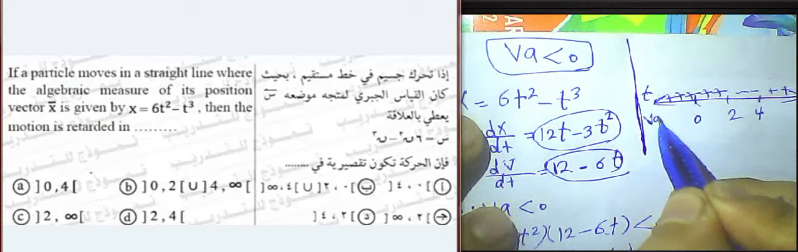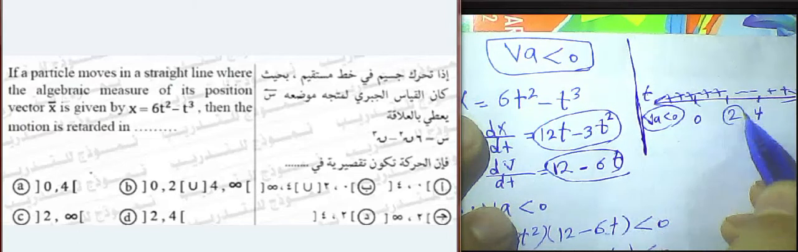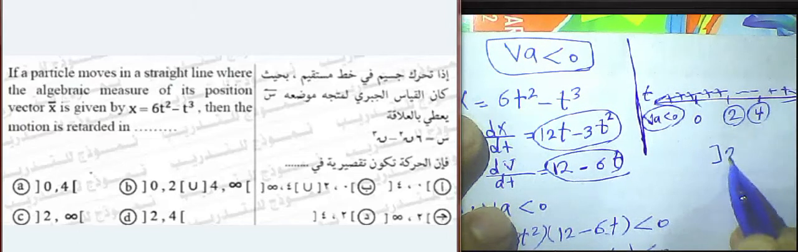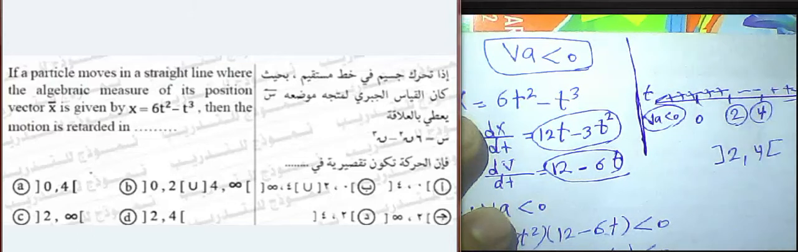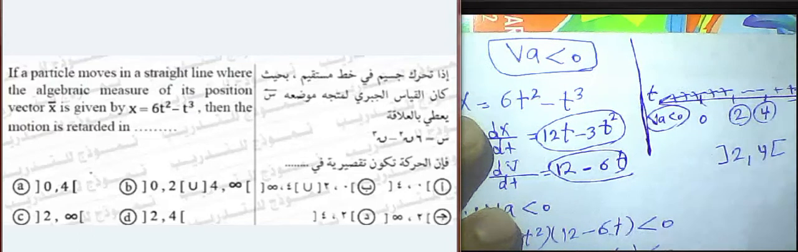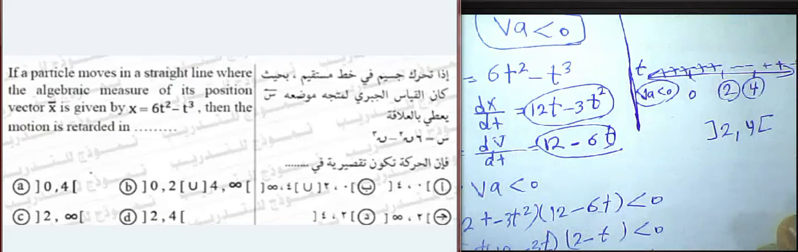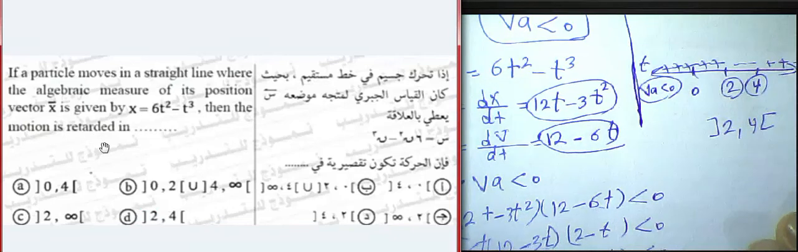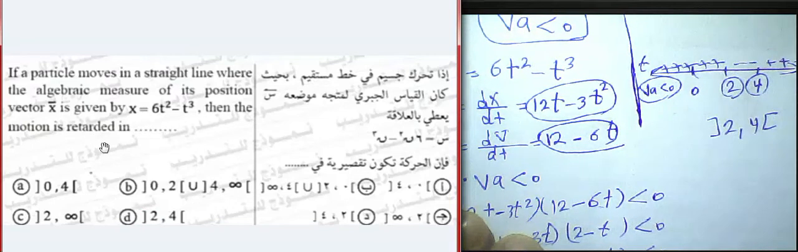So we must find v multiplied by a less than 0 at the interval from 2 to 4. The interval is open, so the result is that we must choose letter D, because the motion is retarded in the interval 2 to 4. Okay, letter D.